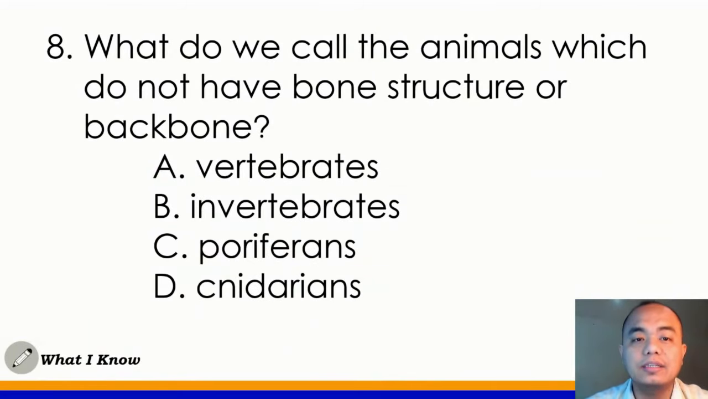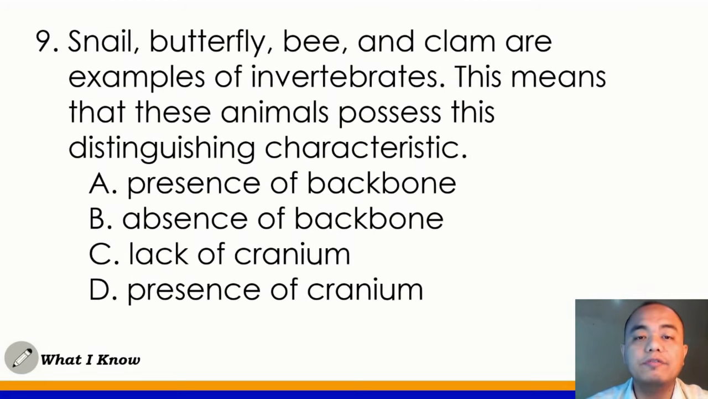What do we call the animals which do not have bone structure or backbone? A. Vertebrates. B. Invertebrates. C. Porifera. D. Cnidarians. The correct answer is invertebrates. Gales, butterfly, bee, and clam are examples of invertebrates. This means that these animals possess this distinguishing characteristic. A. Presence of backbone. B. Absence of backbone. C. Lack of cranium. Or letter D. Presence of cranium. The correct answer is absence of backbone.